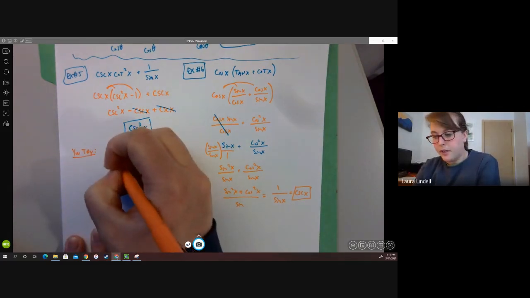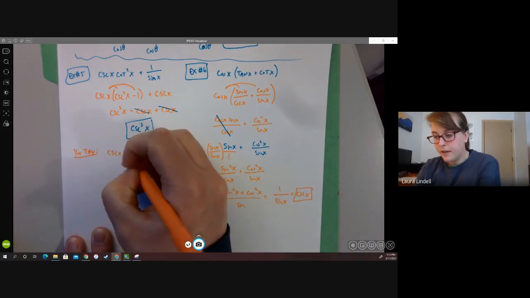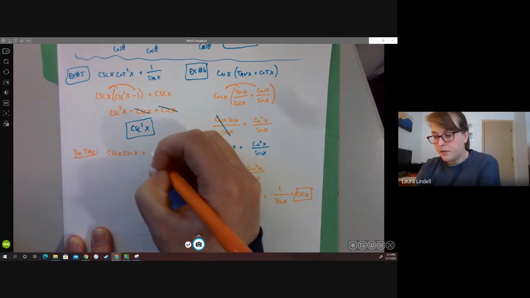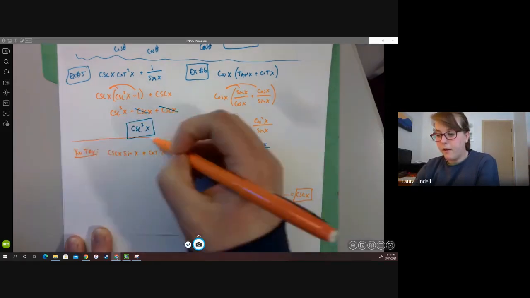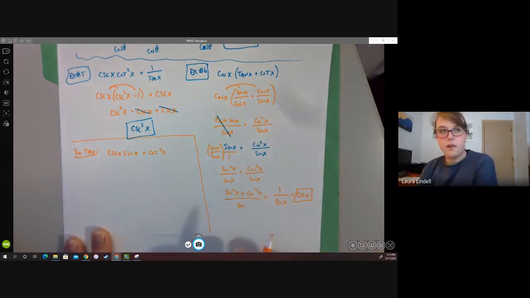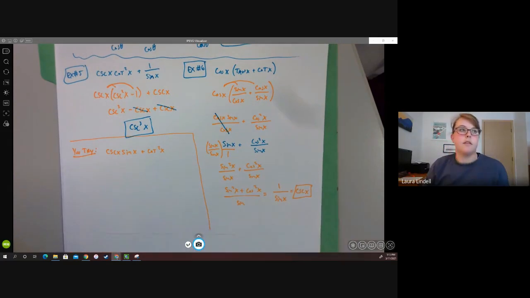We're going to do cosecant times sine plus cotangent squared. Go ahead and simplify that one. If I could make a recommendation, it would be to start with reciprocal quotient identities for sine and cosecant. But there's other ways that will work too.